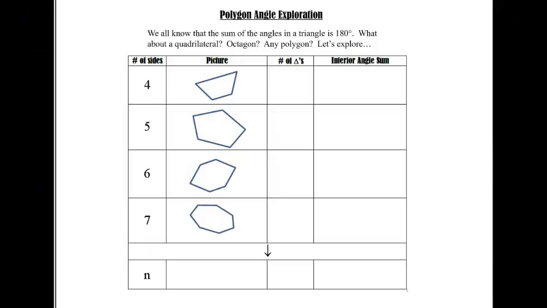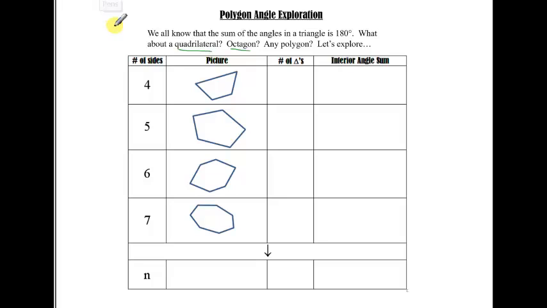Hey, you guys should feel really proud. You've graduated from triangles up into bigger polygons with more sides. We're going to look at angles in polygons with this lesson. We already know that the sum of the angles in a triangle is 180, but in this lesson we're going to take it a little bit further. What about a quadrilateral or an octagon, or really any polygon? Our goal is to find how many degrees are in the angles of a polygon.